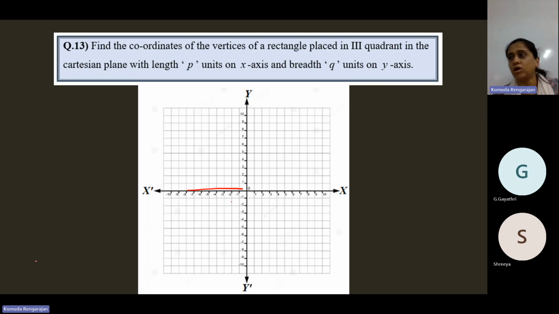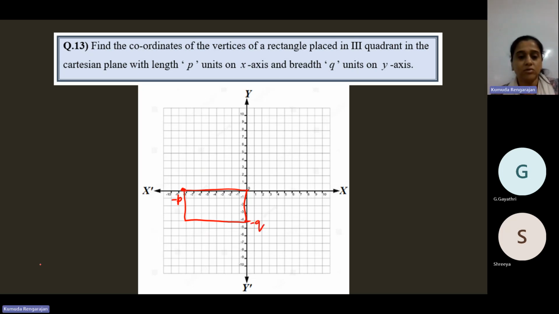So for this one, you should not mark the numbers on the x and y axis. You must not show 1, 2, 3, 4, minus 1, minus 2, minus 3, minus 4. Don't show the numbers. So this marking is p. This marking, minus p you can say. And this marking is minus q.